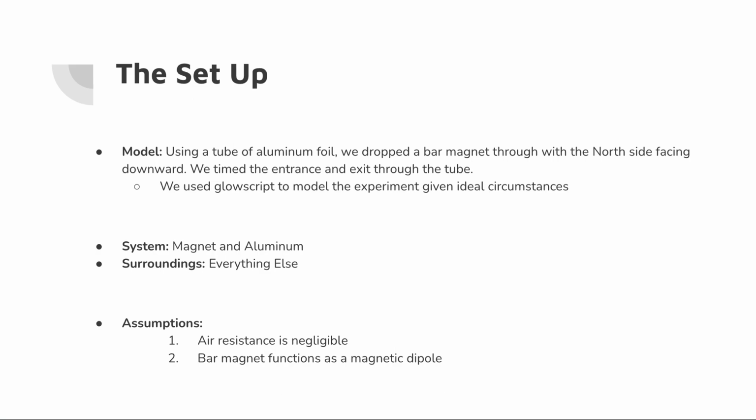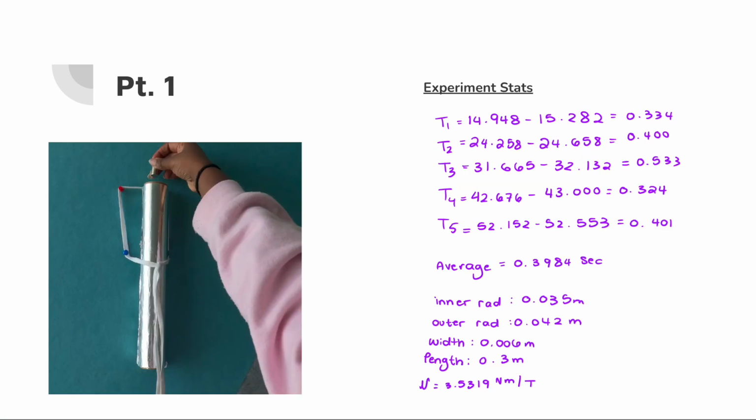The setup for our lab used a tube of aluminum foil, and we dropped the bar magnet through with the north side facing downward. We timed the entrance and exit through the tube and used GlowScript to create experimental data given ideal circumstances. The system was the magnet in the aluminum tube, and the surroundings were everything else. Some assumptions we made in this lab were that air resistance is negligible and a bar magnet functions as a magnetic dipole. These are just our experiment stats and our setup.